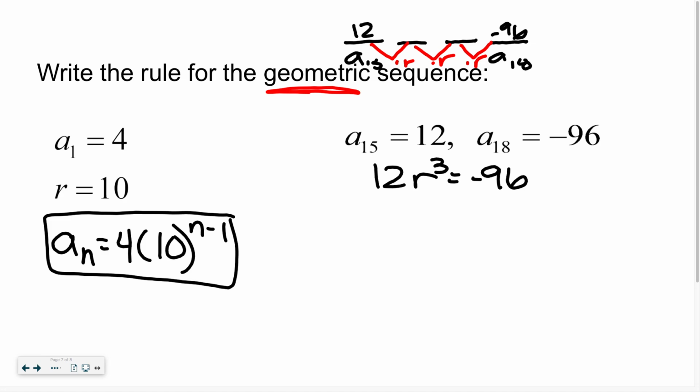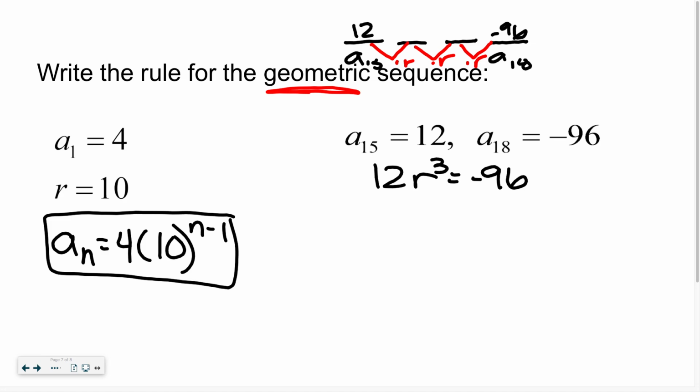You can also tell that it would be r cubed. You wouldn't necessarily have to draw them all out, because from the 15th to the 18th terms, how many times would you multiply by the common ratio? 3, because there are 3 terms in between. So you're starting at the lower term, 12, and you multiply by that common ratio, r cubed, and then you'll get negative 96.